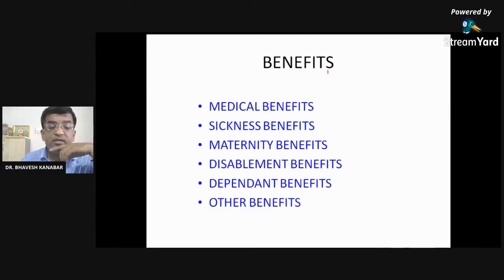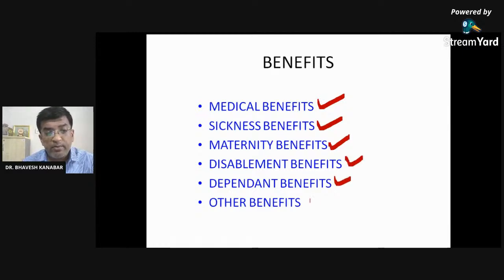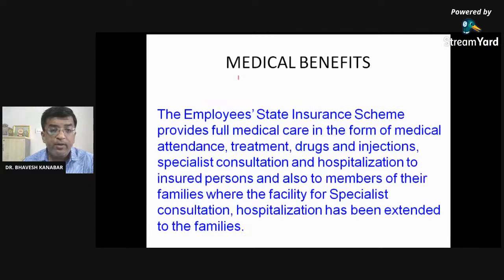So what are the benefits? This is important. Benefits of the ESI: medical benefit, sickness benefit, maternity benefit, disablement benefit, dependents and other benefits, right? So first of all, medical benefit. The Employee State Insurance scheme provides full medical care in the form of medical attendance, treatment, drugs, injections, specialist consultation, and hospitalization to the insured person. So the workers who are insured under the ESI scheme are being provided the full range of medical benefit through the ESI clinics as well as ESI hospitals.